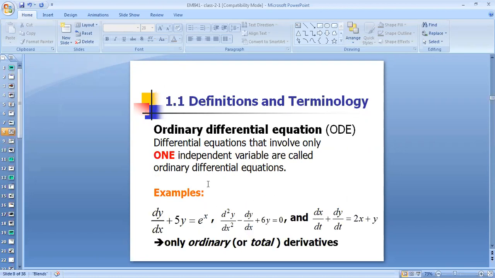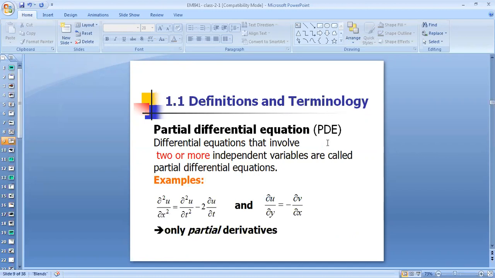So this is an example: dy/dx plus 5y plus e to the power x. This is an ordinary differential equation. d squared y/dx squared minus d/dx of y plus 6y equals 0. d/dt of x plus d/dt of y equals 2x plus y. This is also a differential equation. So only ordinary; ordinary or total derivative, same words. This is ordinary because there is only a single independent variable.